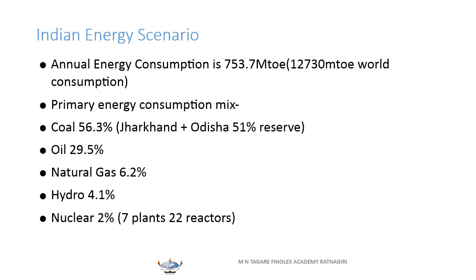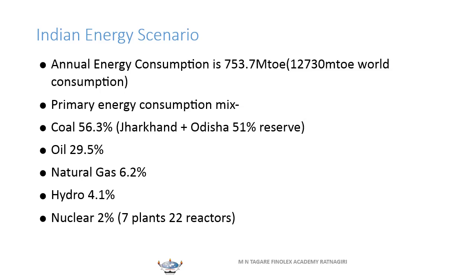Now if we consider the primary energy consumption mix, what is the stake of different fuels in producing this consumption? So coal is 56.3%. We know that this coal is available in Indian states like Jharkhand, then Odisha, some part of Bihar, Uttarakhand. So this is the coal belt. Out of that, Jharkhand and Odisha have almost 50% of the coal reserves. That is why most of the coal-based plants we can find in that particular area.